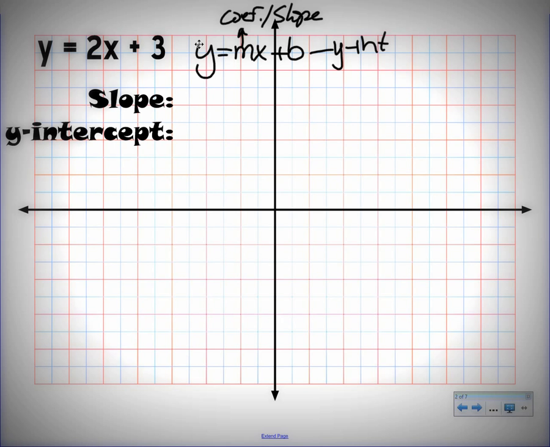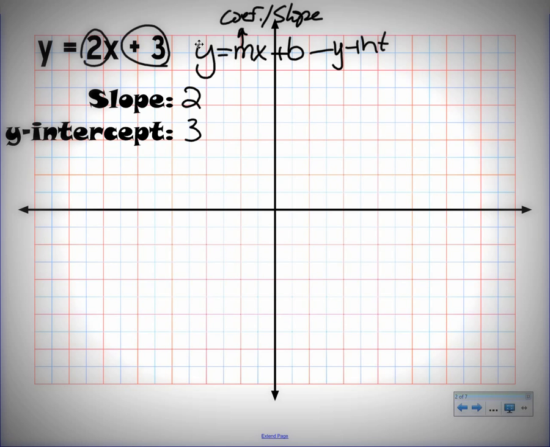So, in order to identify these things, just look at your equation. So here, my slope must be 2. It must be increasing 2 every 1x. And my y-intercept is positive 3.